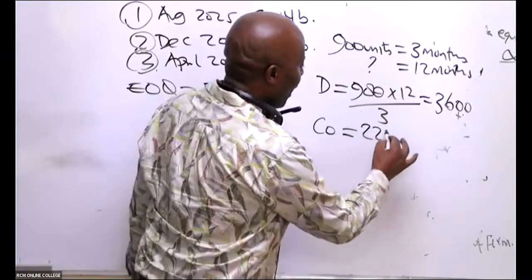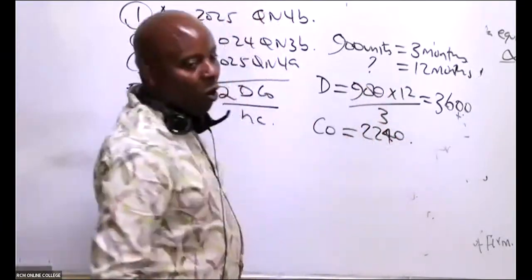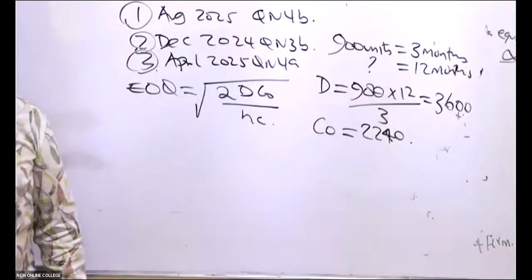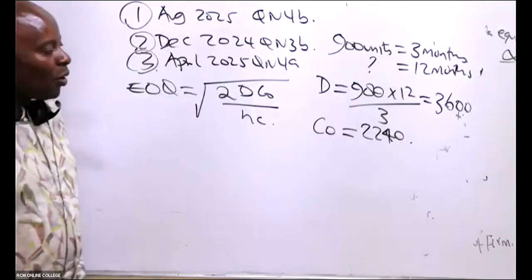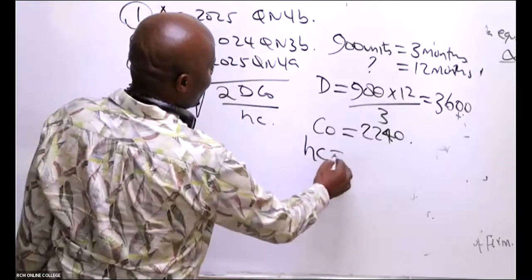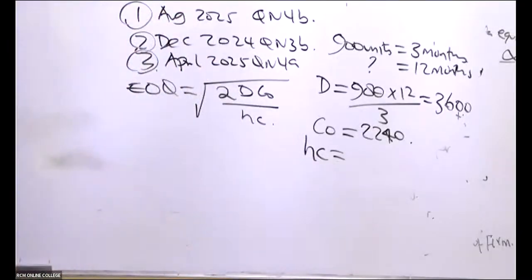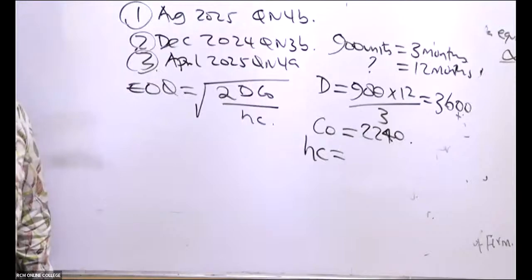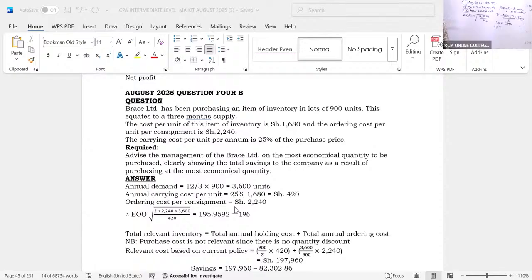This examiner has given me the cost per order. How about holding cost per unit per annum? The online students, are they 420? Because they have given it to us in the form of what here, somebody? Percentage, isn't it? They have given us this in form of percentage.